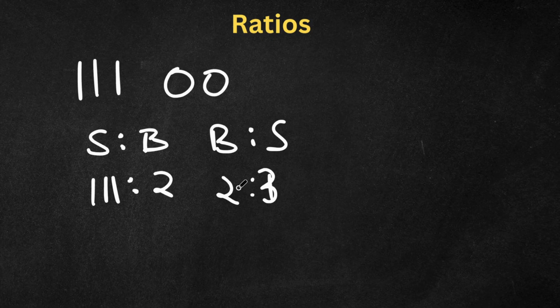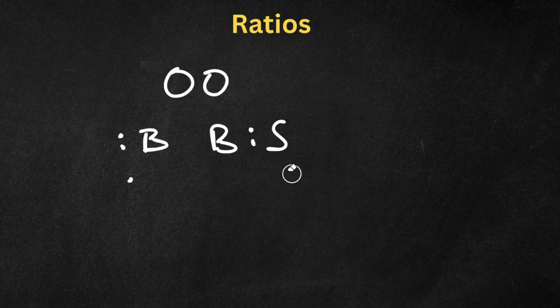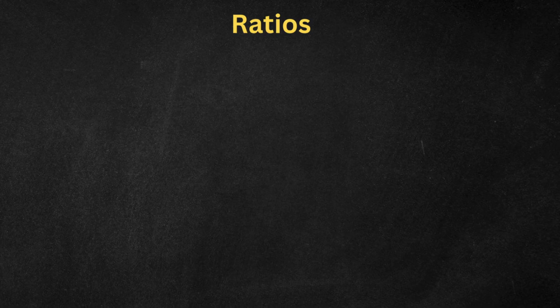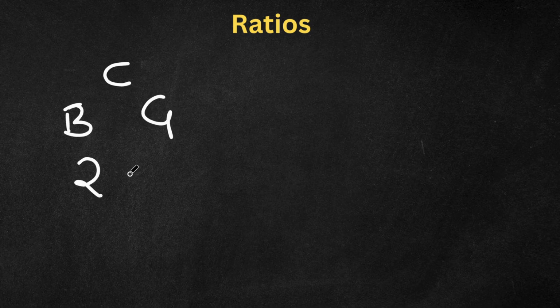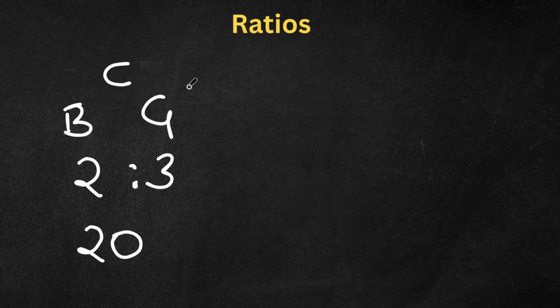So in this video, let's expand this to bigger life examples. For example, let's say we have a class. In the class there are boys and girls. The ratio of boys to girls is 2 to 3, right? The total number of students in the class is, let's say, 20. How many boys and how many girls?